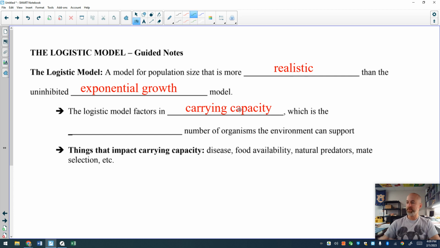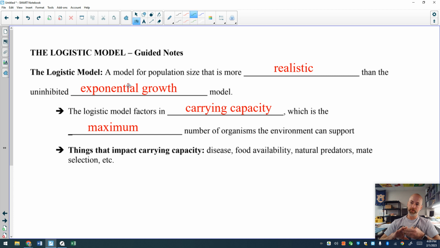Depending on what science you have taken in the past, you may or may not know carrying capacity is the maximum number of organisms an environment can support. So things that can impact how much the environment can support would be disease, how much food is available, how much space you have, how much water is there, are there natural predators, is mate selection ideal? All these things can factor in your carrying capacity.